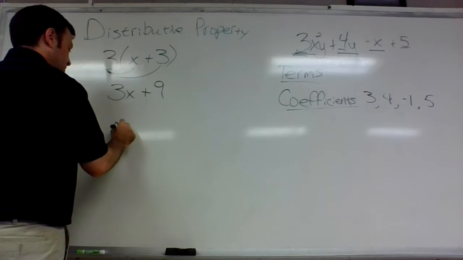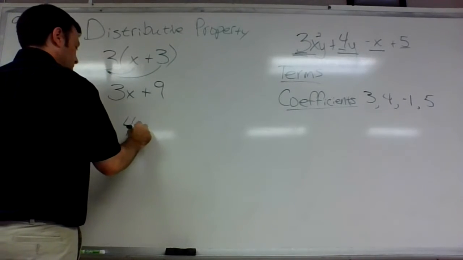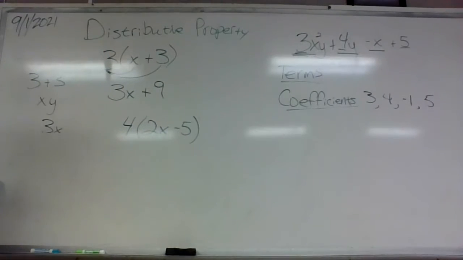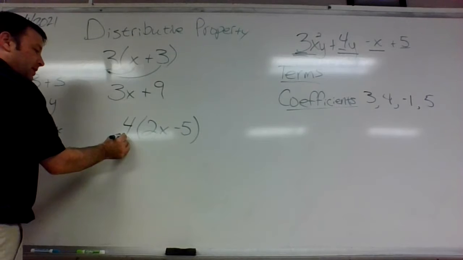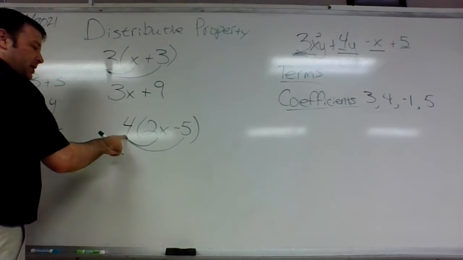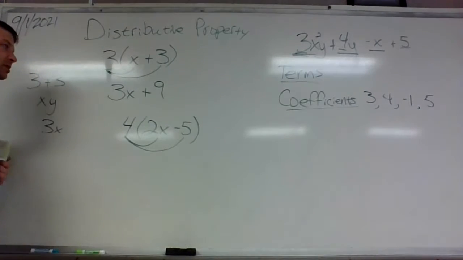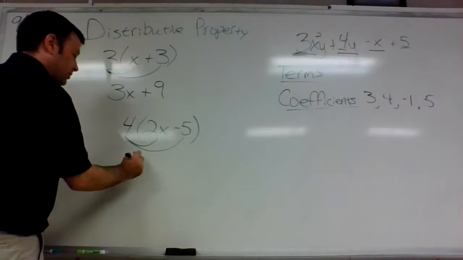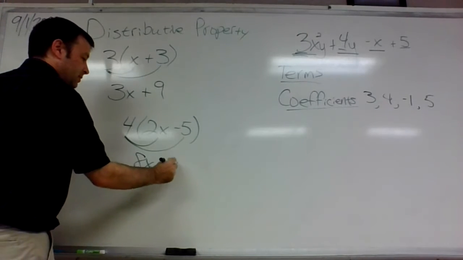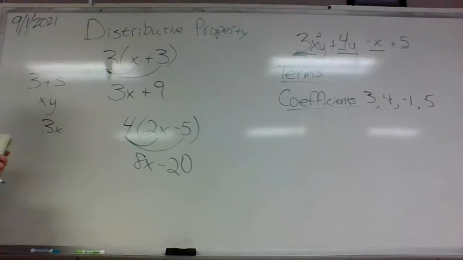Now let's try something else. How about this one? Same thing. That goes to both. I can't simplify this, but I can do times 4 on both of those. What do you guys think 4 times 2x is going to be? 8x is correct. I know what 4 times 2 is. I don't know what times x is, but I can at least do 4 times 2. 8x. Okay, minus 4 times 5 is 20.